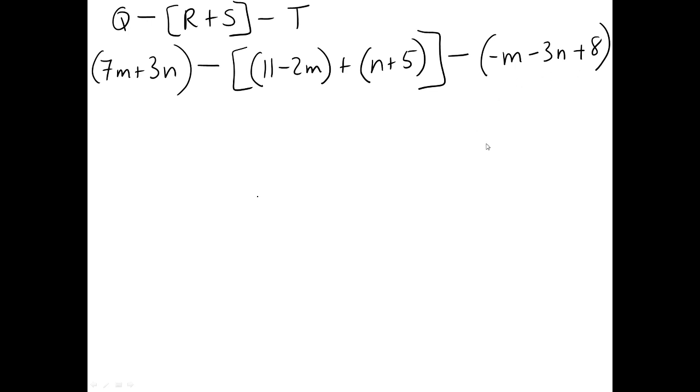So let's start with this one and let's work our way through this again in terms of how we would break this up. Okay. So my 7m plus 3n is essentially going to stay as it is. I don't have to change that. Okay, but I need to recognize that this minus sign is going to apply to both terms in these brackets.